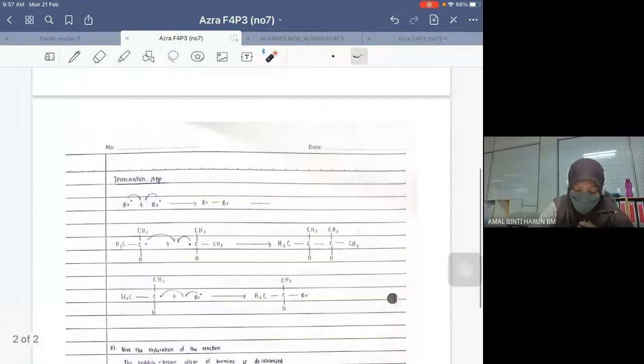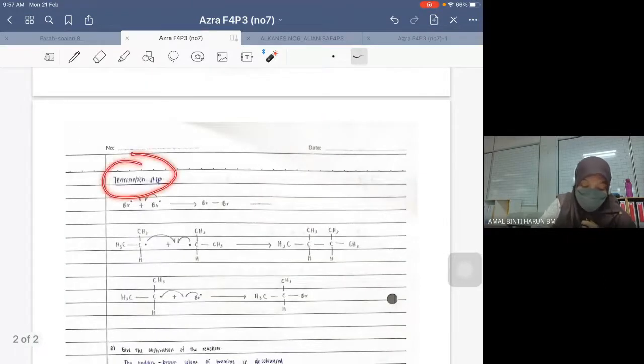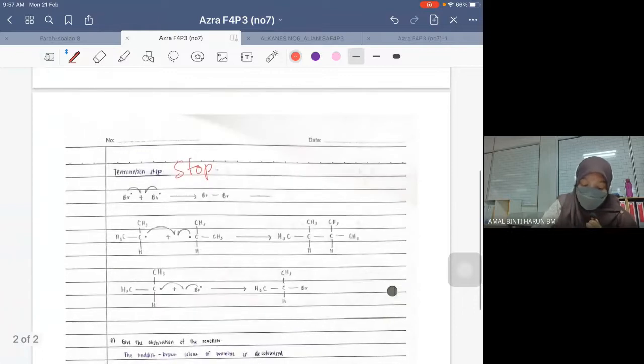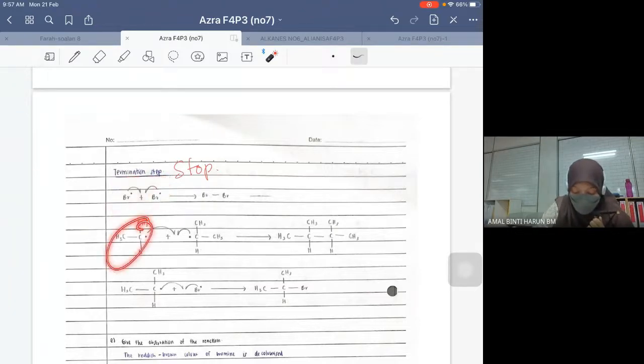So you need to stop. That's why nama dia termination step. Stop the reaction. Terminate. Okay. So bila dia terminate, kita ada 2 jenis radical. So 2 jenis radical tu ada 3 combination. Number 1 is bromine radical dengan bromine. Another one is alkane dengan alkane. And then alkane dengan bromine. Okay. 2 spesies tapi 3 jenis combination.